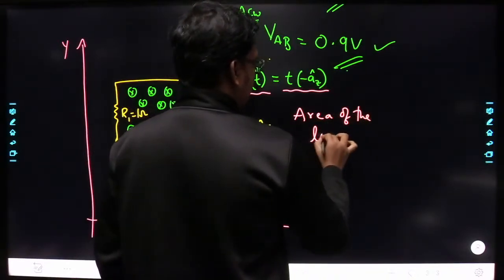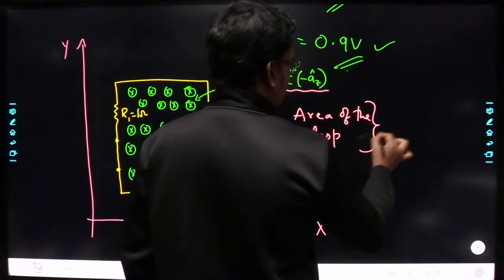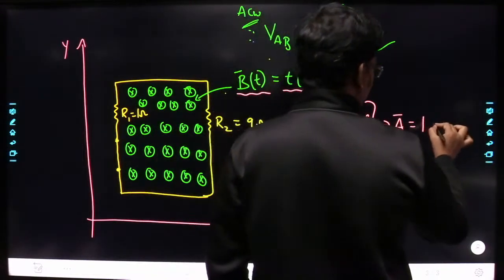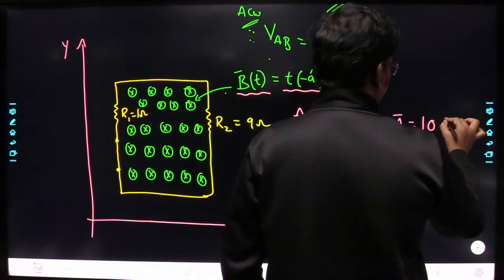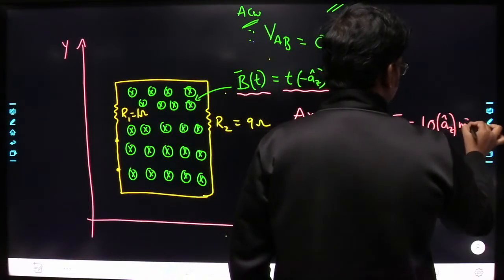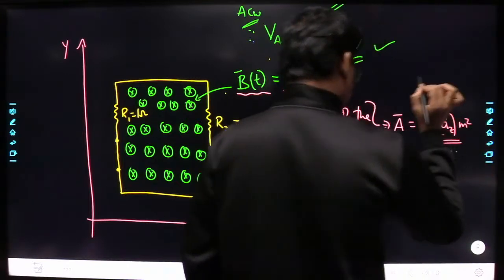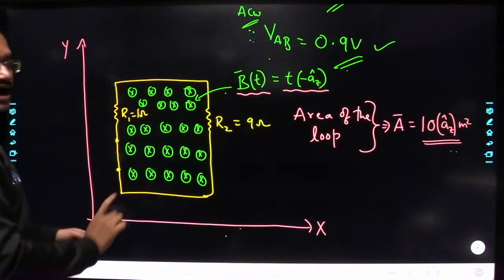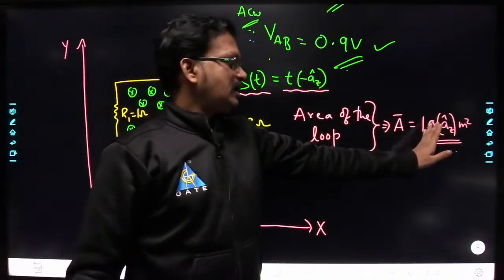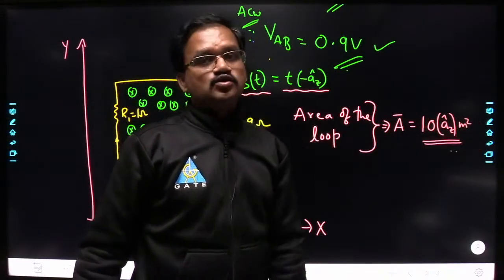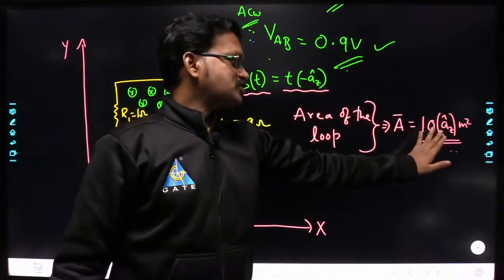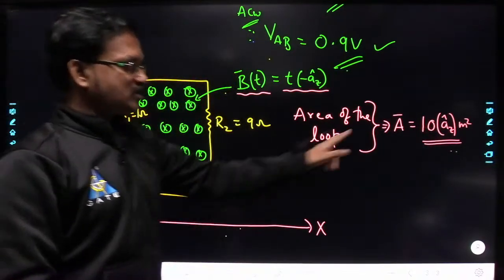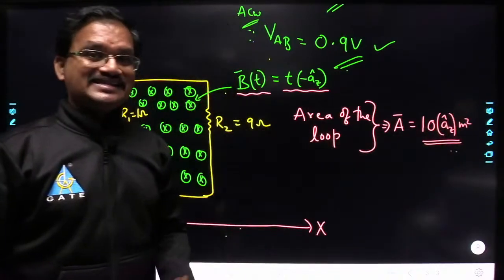Let us consider the area of the loop. I am representing this as A bar is equal to what? A bar is equal to 10 az cap meter square. Okay, so the area of this loop, I have given as 10 az cap meter square. So that means what is the direction of this surface area? You have to choose. It is pointing in az cap direction.